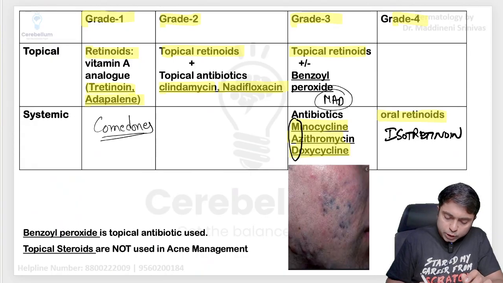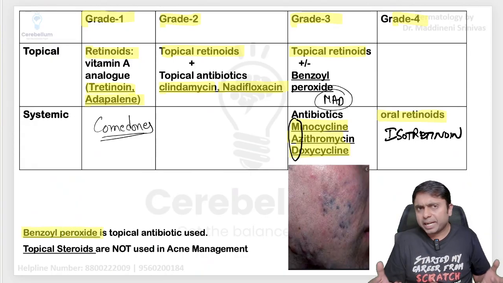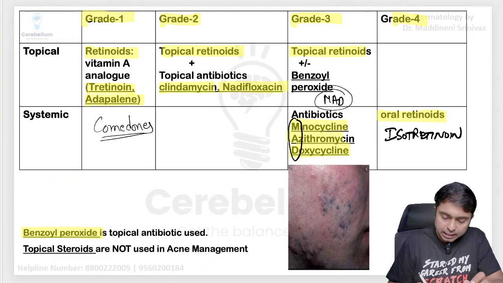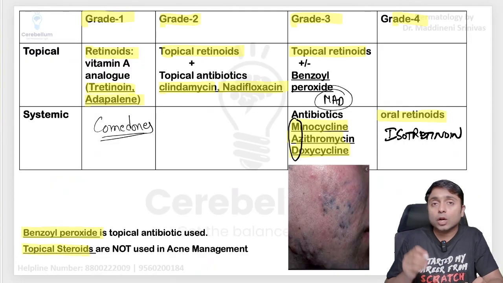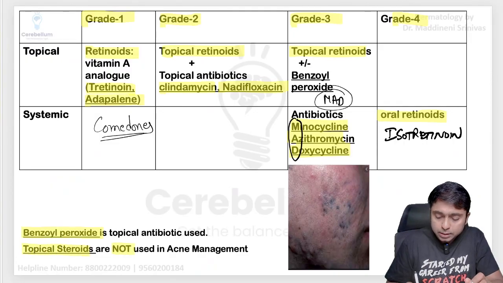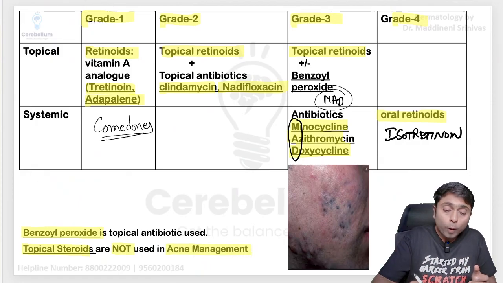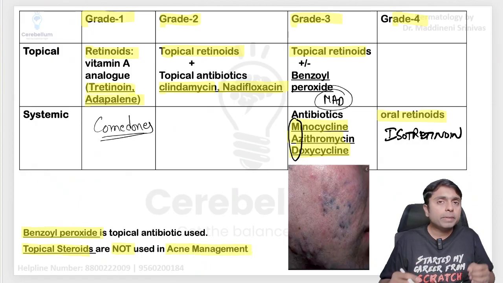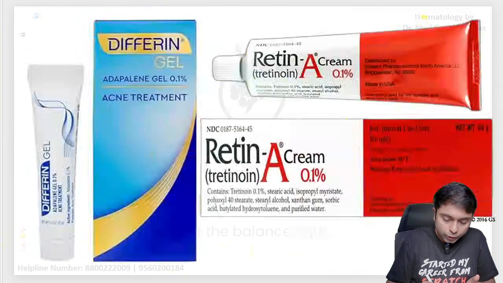And remember, benzoyl peroxide is a topical antibiotic which we use in the patients of acne vulgaris. And remember, topical steroids are not used in the acne management. Never do we use the topical steroid creams, ointments for the patients for the treatment of acne.